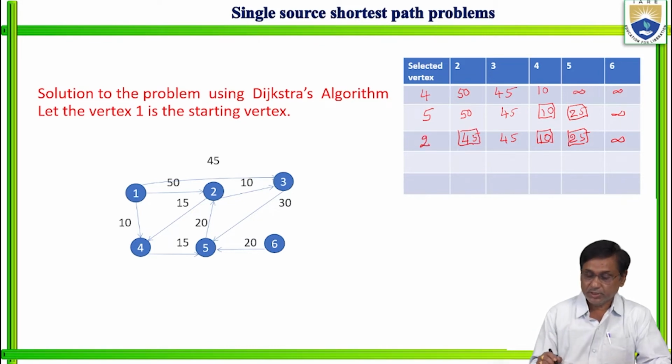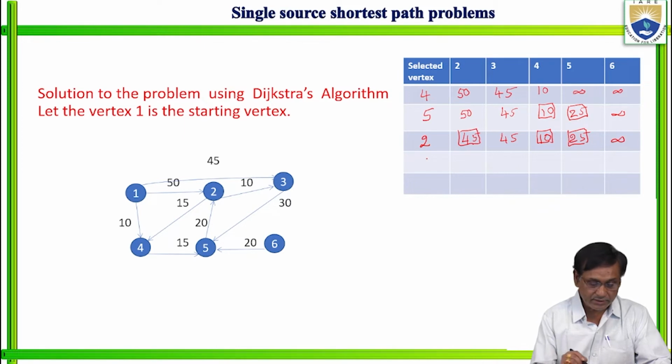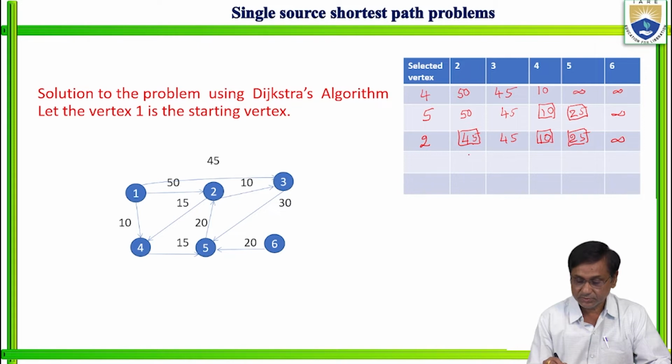This is 2. Now after selecting the vertex 2, again we can find out the distances. This is 45, already selected. This is also 45 only. This is 10 only. This is 25 only. This is infinity. So this is already selected. Then this is already selected. This is already selected. So now the leftover is 3. This can also be selected now. So the selected vertex is 3.